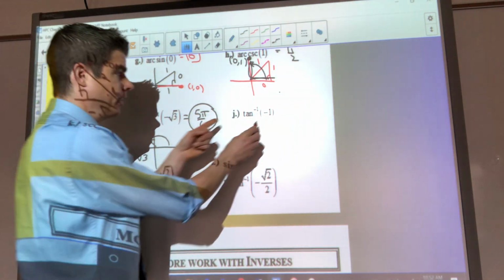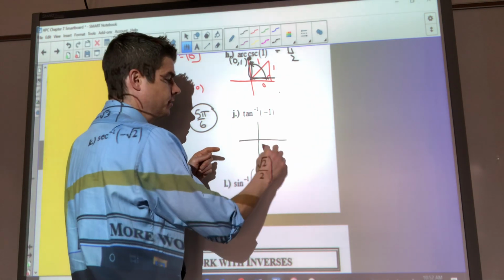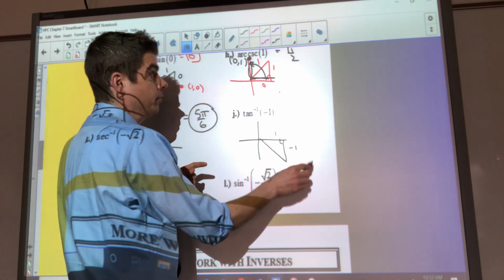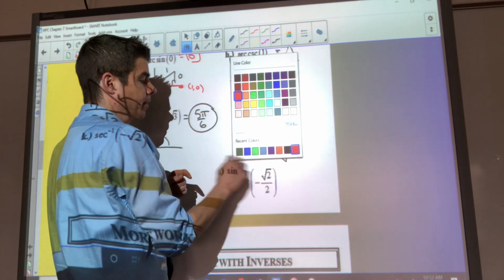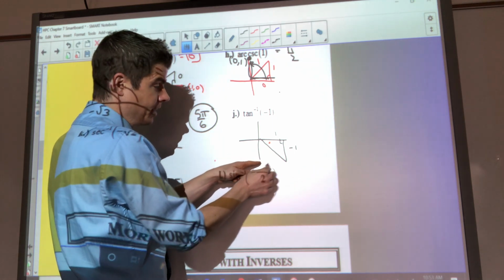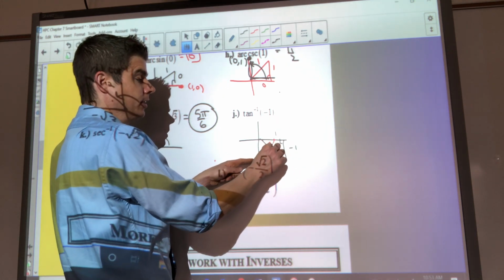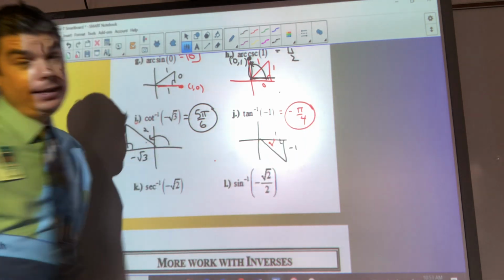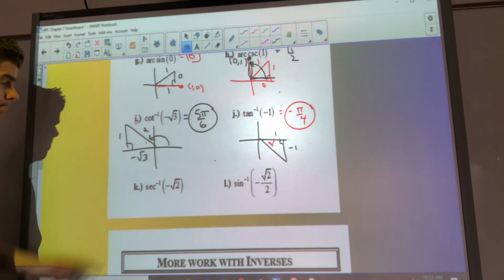Inverse tangent of negative 1, so inverse tangent lives in quadrant 4 when it's negative. It's a 1-to-1 ratio, and again, thinking about that 45-degree angle, but it has to be within negative 90 to positive 90, so we're talking negative 45 degrees, or negative pi over 4.